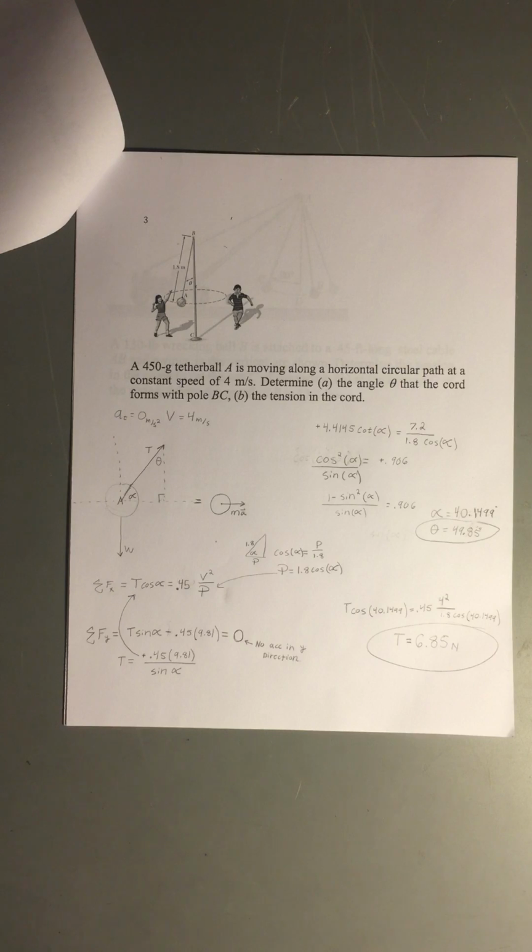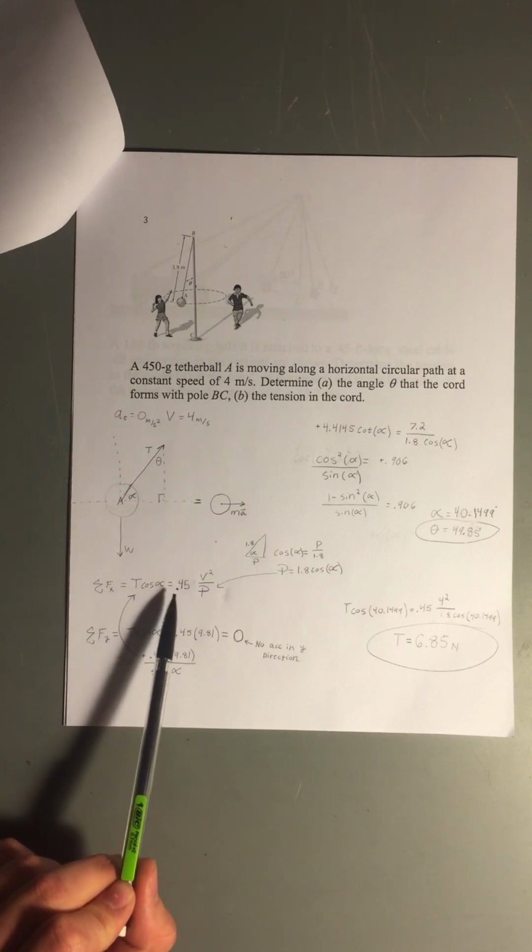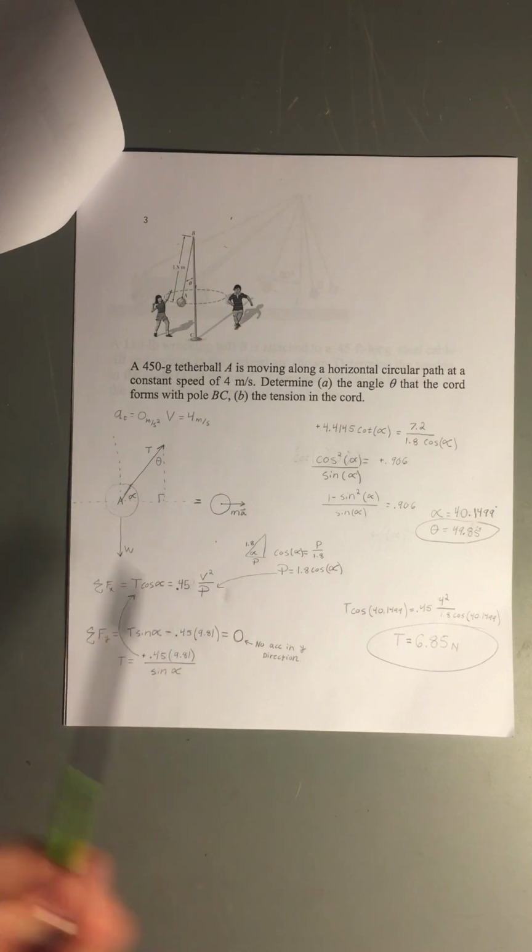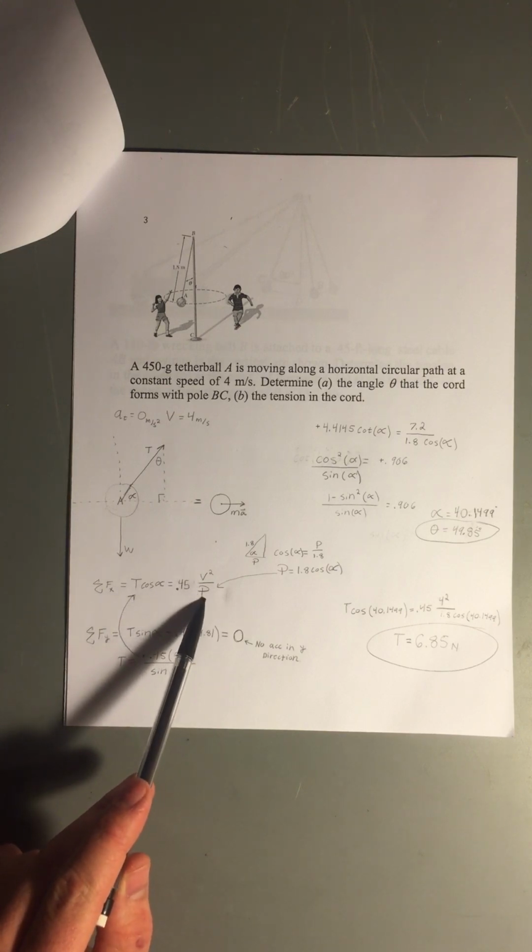And so looking at our free body diagram, we can write an equation for the sum of the forces in the x and the sum of the forces in the y direction. And so the sum of the forces in the x, all that's in the x direction is the component of our tension, which is T cosine of alpha. And then that has to equal our mass times acceleration. And our mass converted to kilograms is 0.45 kilograms. And since we know that this is a normal acceleration pointing in towards the center of the circle, we can replace that with v squared over rho.